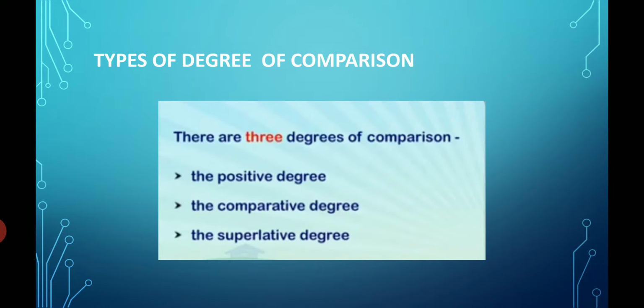So there are three types of comparison: the positive degree, the comparative degree, and the superlative degree. These degrees are not related to the math subject, but they are the degrees of comparison of an adjective. This picture will help you to understand much better.